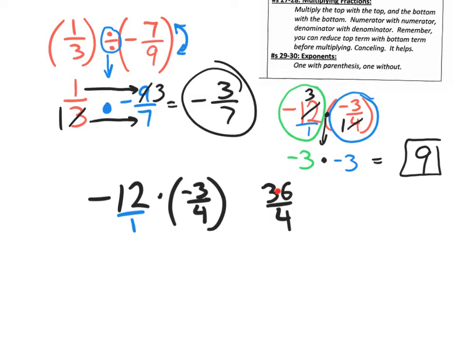Now you could reduce that. You could reduce it by 2. Or you could say, hey, 36 divided by 4. What is 36 divided by 4? 9. It's 9. So you get the same answer. So it's totally up to you if you want to reduce first, then multiply, or maybe multiply first and then reduce. It's up to you.